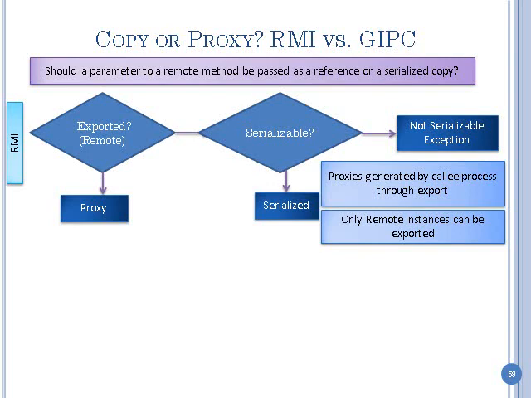And in GIPC, what's the algorithm? What have you guys figured out? Firstly, it will look at it, figure out if it's remote. If it is remote, create a proxy, send the proxy along. If it's not remote, is it serializable? If so, serialize it, send it along. If not, not serializable exception. Is that the one that was getting caught for you guys?